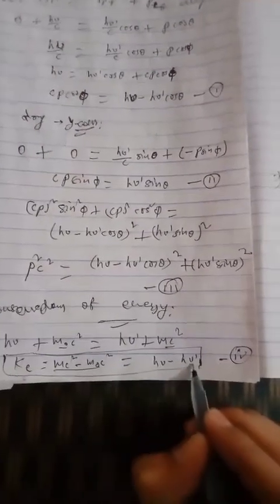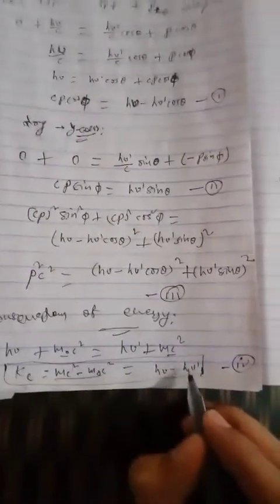Ke is the kinetic energy of the electron. So this equation suggests that the kinetic energy of the electron is equal to the change in the energy of the photon. h nu is the initial energy of the photon, and h nu prime is the final energy of the photon. So the initial energy of the photon minus the final energy of the photon means that as the photon gets scattered or collides with the electron, it loses some energy, h nu minus h nu prime, and this lost energy appears as the kinetic energy of the electron.